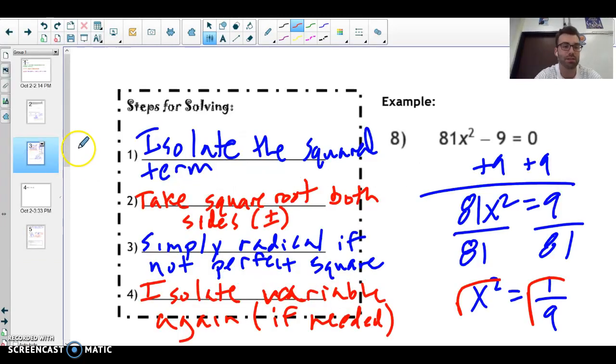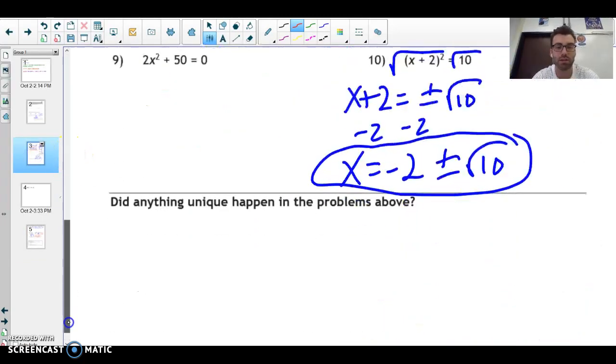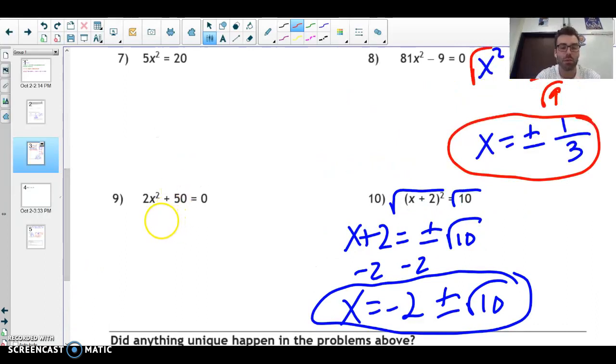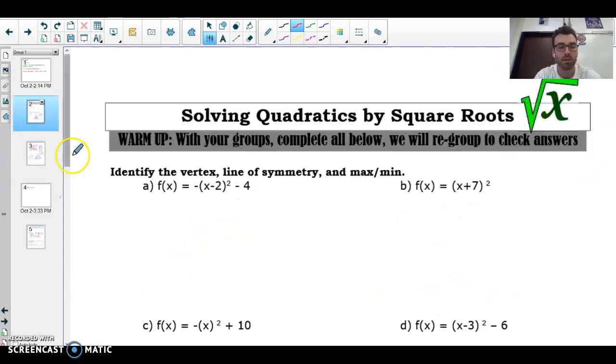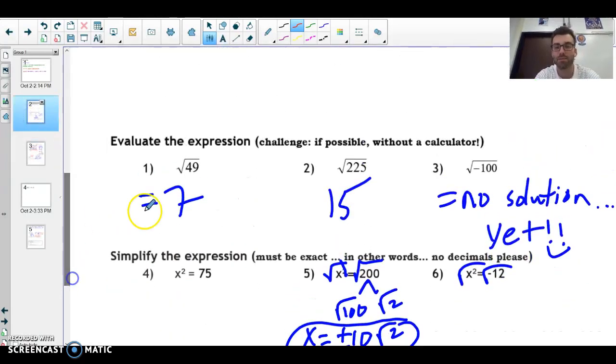That's for my kids, and I'm sure Mr. Fry's kids as well. If this one would be a negative answer, maybe let's try this one: 2x squared equals negative 50. Forget it, we're not going to do that. But let's remember when we said no solution yet. Well, this one now we know would be 10i, because we know that the square root of 100 is 10 and the square root of negative 1 is i.